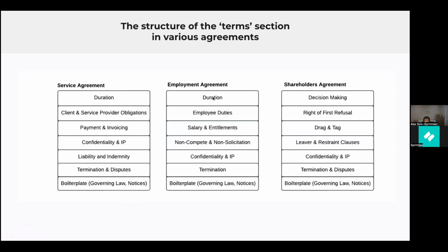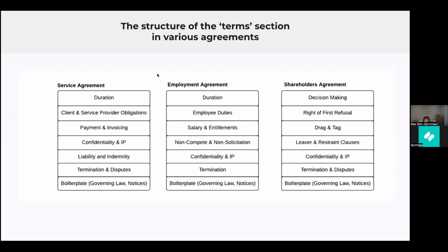And then you can see in an employment agreement, very different type of agreement, loosely the same structure though. We start with the duration. In the service agreement, we're talking about what the client and service provider are doing. In an employment agreement, we're talking about the employee's duties. Rather than payment and invoicing, we're talking about salary and entitlements. Here we've got non-competes, which are maybe specific to employment agreements, and then IP is towards the back, terminations at the end.